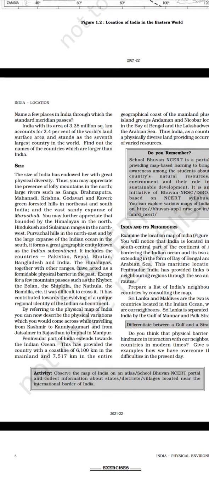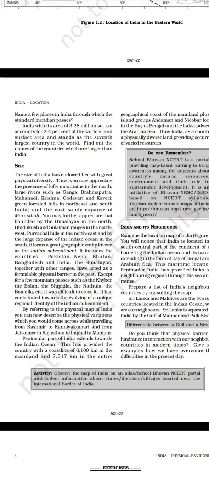By referring to the physical map of India, you cannot describe the physical variations which you would come across while traveling from Kashmir to Kanyakumari and from Jaisalmer in Rajasthan to Imphal in Manipur.